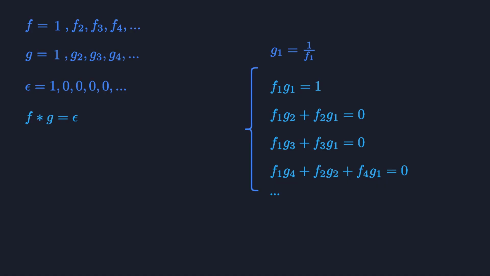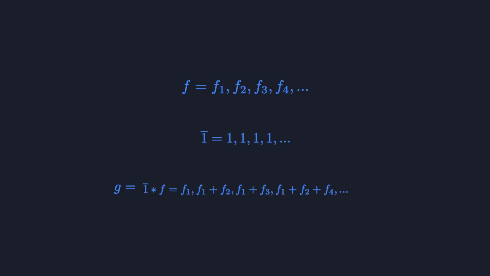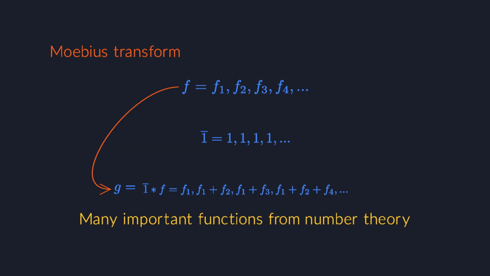We are getting close to our final goal now. Since 1 bar is such an important sequence, we will calculate its inverse. This inverse of 1 bar has a name. It's called the Moebius function, written with a Greek letter mu. And why is this function so important? Well, being the inverse of 1 bar turns out to be a kind of superpower. Remember that convolution with 1 bar is called the Moebius transform, and that it gives us many of the functions that are used all over number theory, such as sigma 0 and sigma 1.